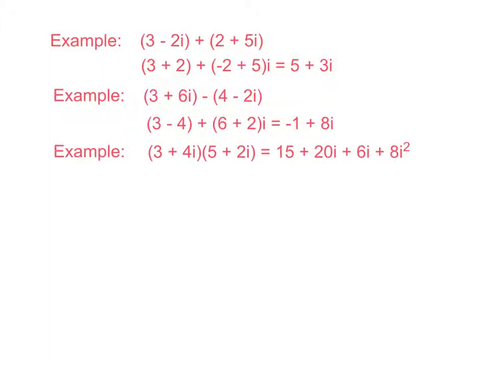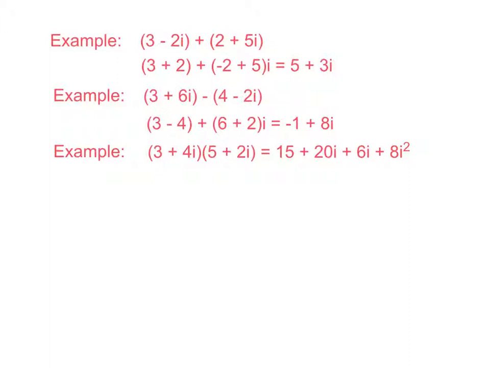So in this example, we've got 3 plus 4i times 5 plus 2i. Again, if we FOIL this, the first two terms, 3 times 5 is 15. The outside term is 3 times 2i, which is 6i. The inside term is 4i times 5, which is 20i. And then the last term is 4i times 2i. Well, 4 times 2 is 8, and i times i is i squared.